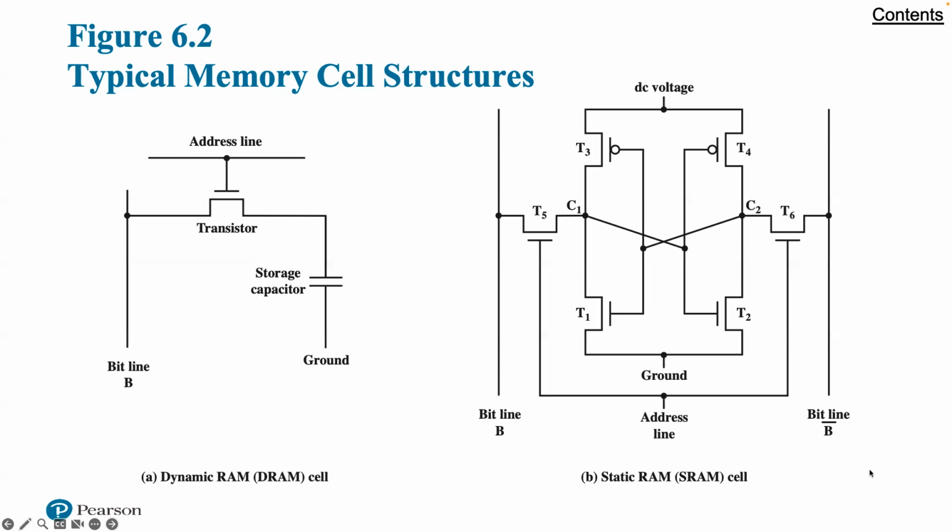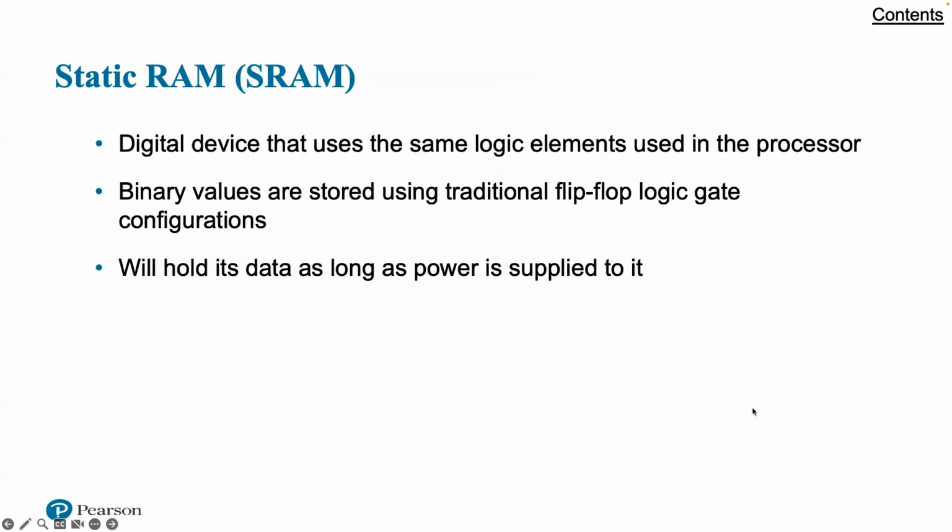So that's how we get a chance to look at how things are done for DRAM and SRAM at the transistor level. Let's think a little bit more about SRAM. In contrast, a static SRAM, or static random access memory, is a digital device that uses the same logic elements used in the processor. In an SRAM, binary values are stored using a traditional flip-flop logic configuration, which we'll talk about in chapter 12 for a description of flip-flops. A static RAM will hold its data as long as power is supplied to it.